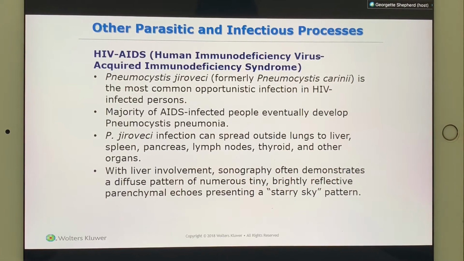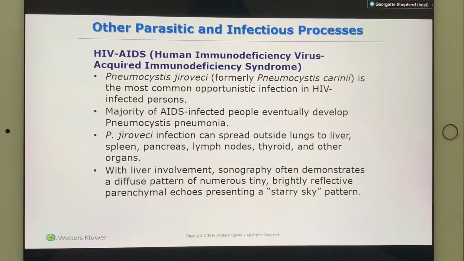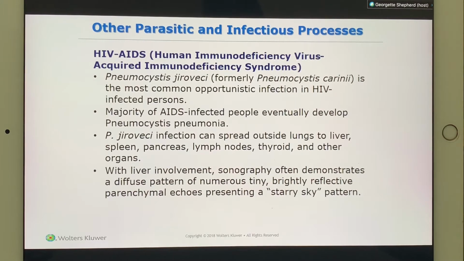that bacteria or that pneumocystis, whatever it's called, it can travel to the liver, the spleen, the pancreas, the lymph nodes, the thyroid, and the other organs. So if it goes into our liver, then we can see that the liver will have a starry sky appearance, much like hepatitis will have.